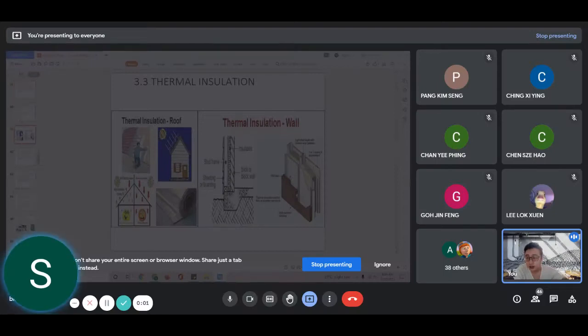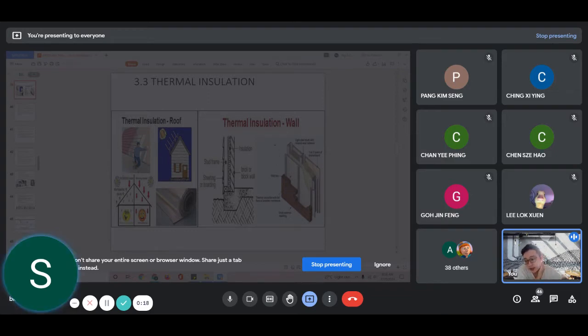Okay, so we are still on topic three. So it's still regarding heat and insulation. Where we left off is on thermal insulation. Okay, so a bit on your assignment.